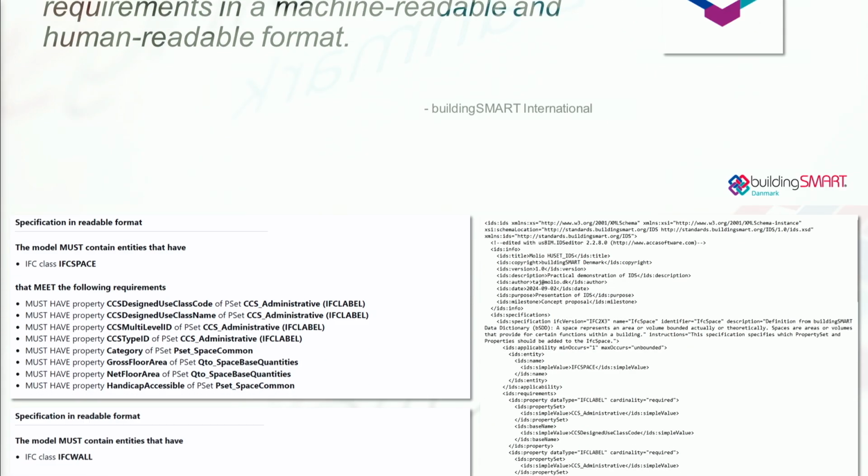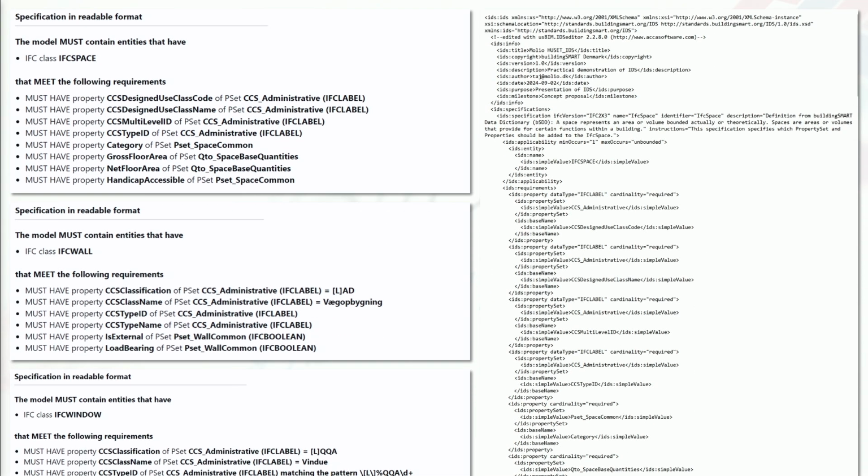If we look at the example on the right side, we see an XML version of the IDS, which can be very long. And on the left side, we can see a human-readable version of the IDS. It's actually the same. These are specifications within that IDS file.